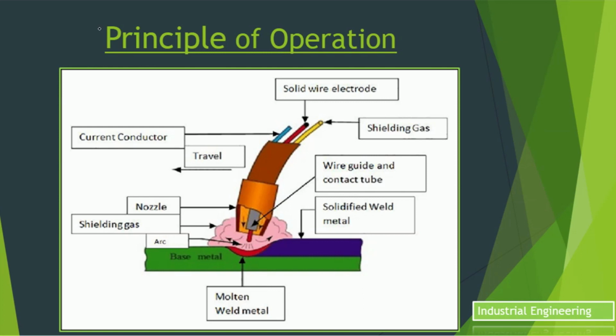This is the basic principle operation diagram of MIG welding. The solid electrode wire is passing through the nozzle and it is denoted by the red tube. This is the nozzle. The shielding gas is passed through this yellow tube and the current is passing through this blue wire. The arc is formed between the base metal and the electrode. The nozzle is generally used to transfer the shielding gases so that the atmospheric gases do not contaminate the molten metal.